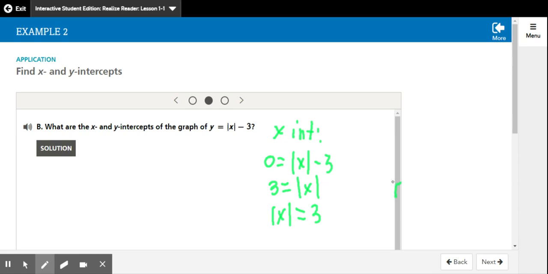I don't know if you remember this when you solved absolute value equations in Algebra 1. First, you assume what's inside is positive. If the x inside is positive, the absolute value of a positive number is itself, so x is equal to 3. If you assume what's inside is negative, the absolute value of a negative number is its opposite, so x is equal to negative 3. So in this case, you have two x-intercepts: 3 or negative 3.